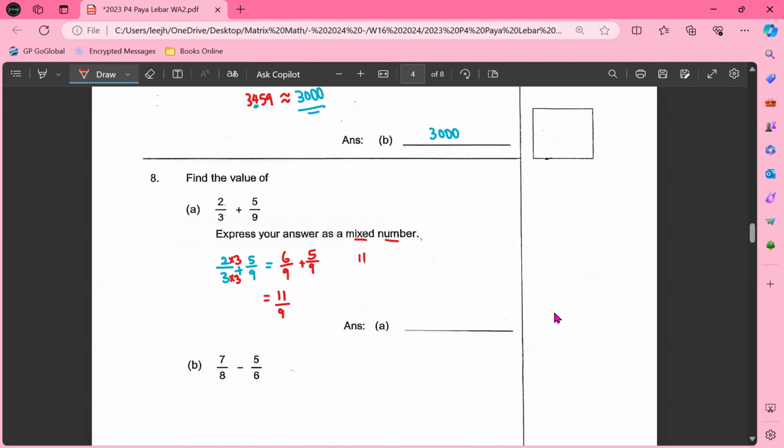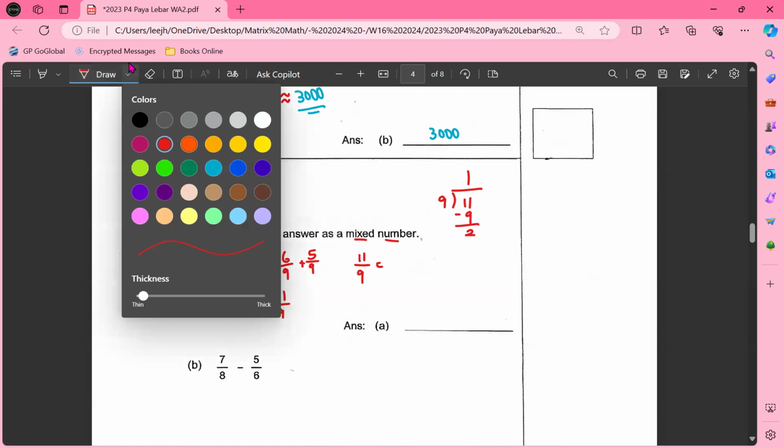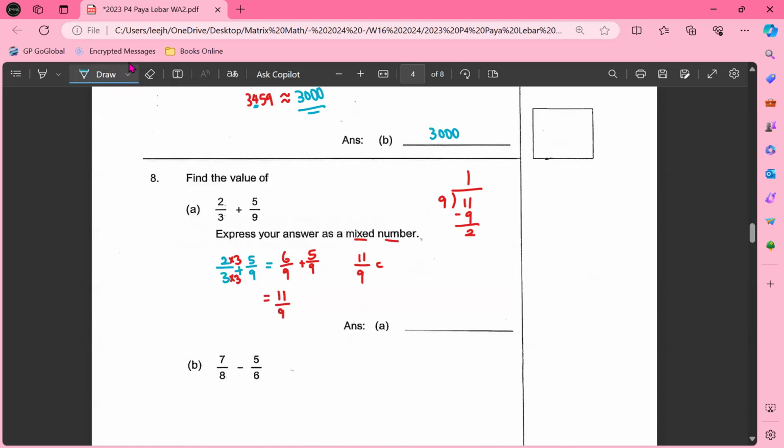So 11 over 9, right, is the same thing as 11 divided by 9. So it'll be 1. So minus 9, 2. So it's a remainder 2. So how do we know which one is our whole number? Don't forget the group on top here. This is your whole number. So that means it's one whole.